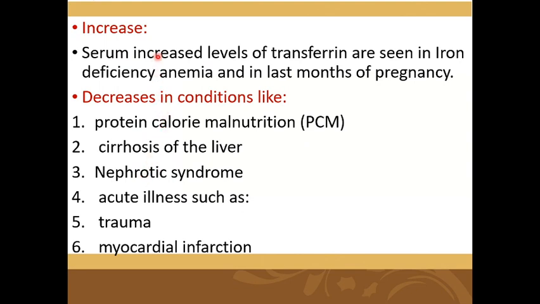Increased levels are seen in iron deficiency anemia and in the last months of pregnancy, because iron is required. Decreased levels are found in conditions like malnutrition, cirrhosis of liver, because this protein is synthesized in the liver, nephrotic syndrome, and acute illness such as trauma and myocardial infarction.